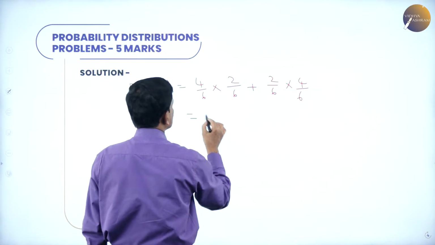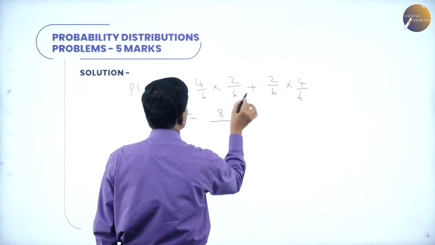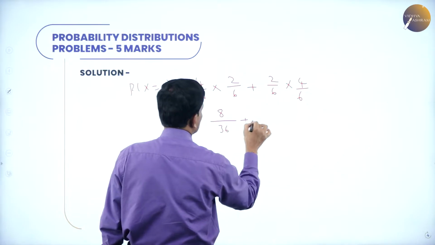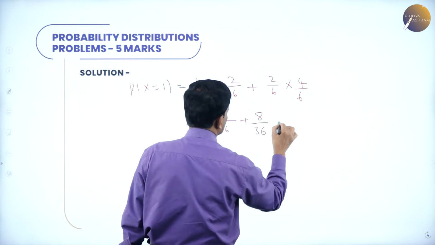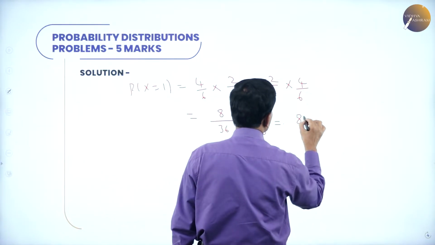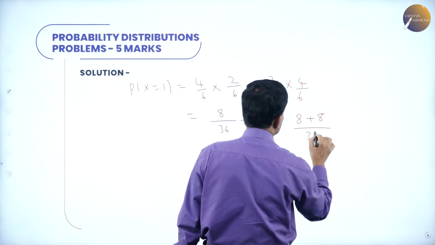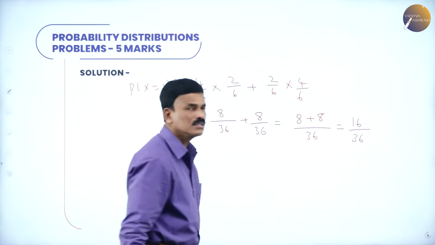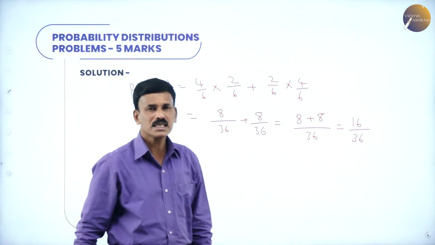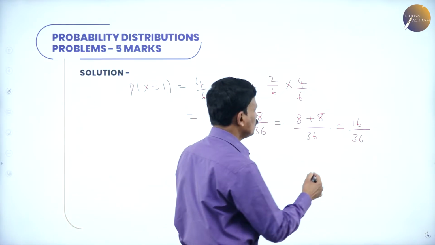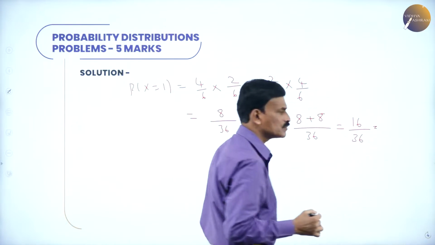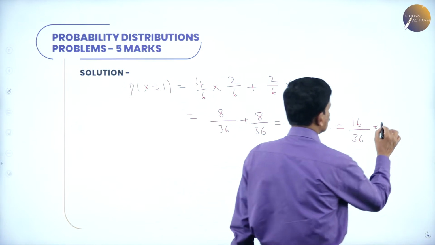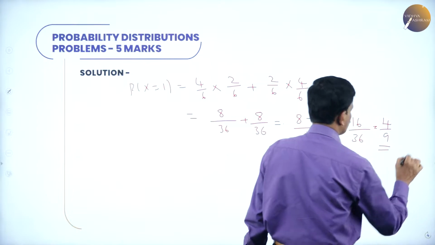So this can be written as 8 divided by 36 plus 8 divided by 36. This is equal to 8 plus 8 divided by 36, 16 divided by 36. Okay, this is the second answer. So if you want, you can also divide this. This is equal to 4 4s are 4, 9s are 4 by 9.